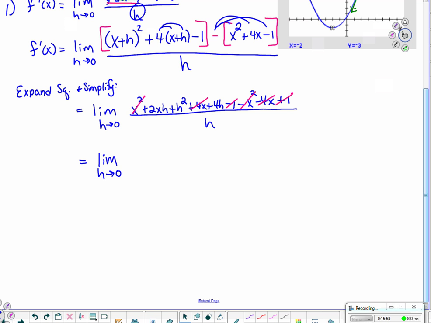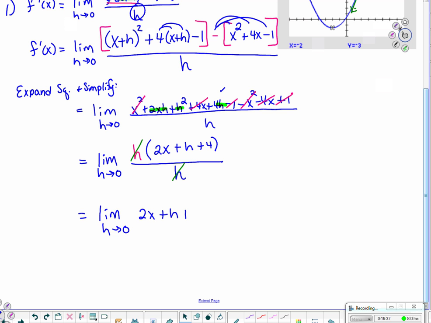Okay, so I'm going to use my highlighter and just looking for things that were left. That term, that term, that term. And the thing I noticed is that they all had an h in common. So I'm going to factor out that h, and gives me 2x, looking for my other highlight, plus an h, and then plus this guy, plus 4, because we pulled the h out front, all over h. Well, that's convenient, because now h divided by h goes to 1, and I get the limit as h goes to 0 of 2x plus h plus 4.